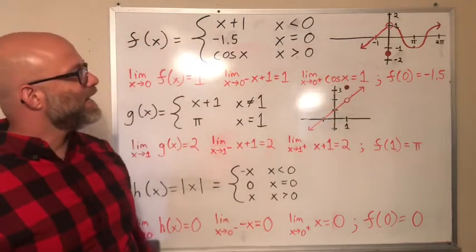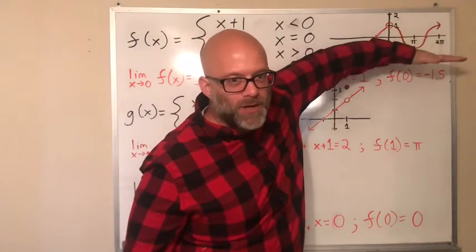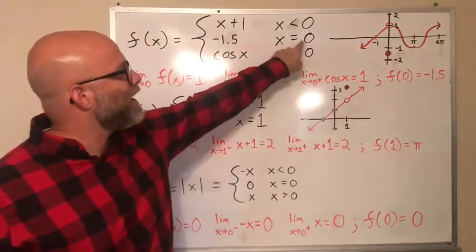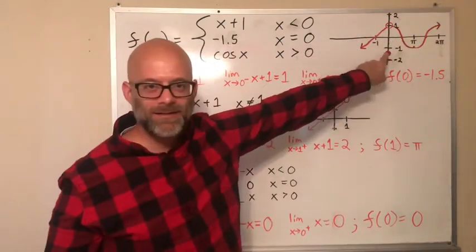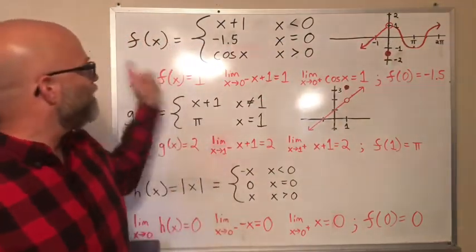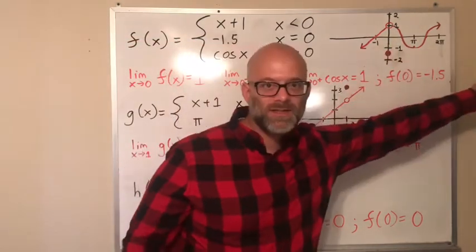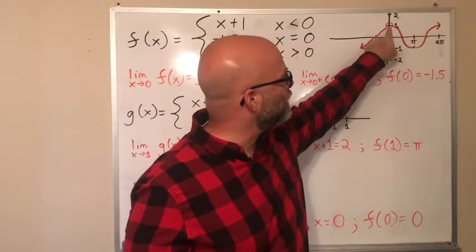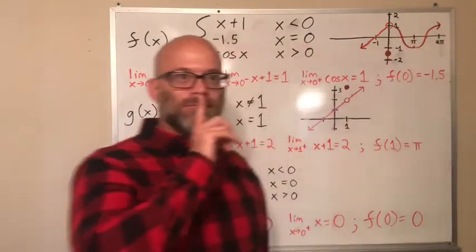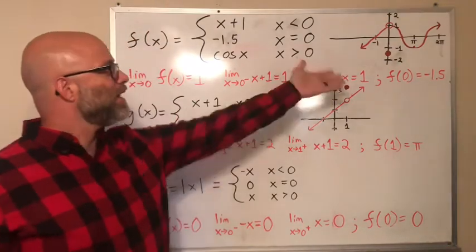F of x equals negative 1.5. Now that would be this line right here, wouldn't it? But where are you going to use that function? Only where x equals 0. So just right there at that dot. Do you see it? And then finally, f of x equals cosine of x, where x is greater than 0. Can you see the cosine function happening? Yes. Notice it's an open dot here and an arrow. All right, so you know how to graph this guy.